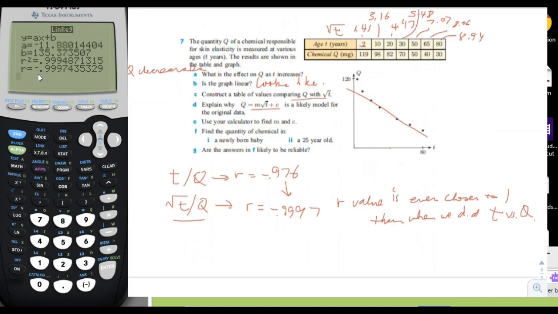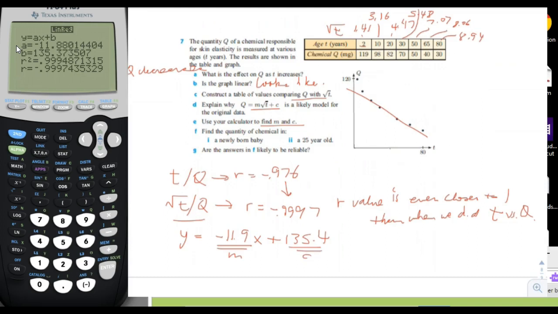E, use your calculator to find M and C. Okay, we already did that. Here it is right there. We're going to say Y equals negative 11.9x plus B is 135.4. This is M, what they called M, and this is what they call C.